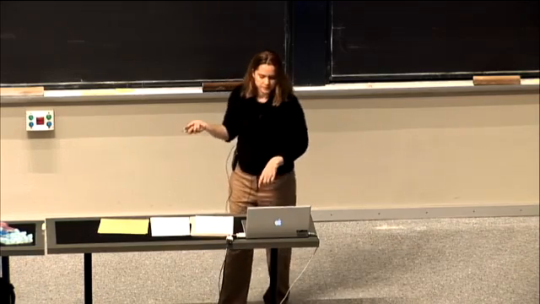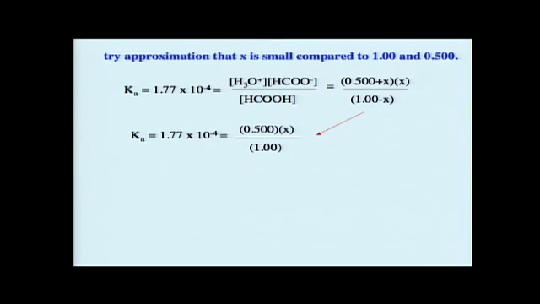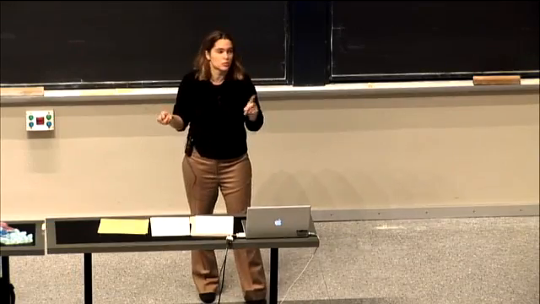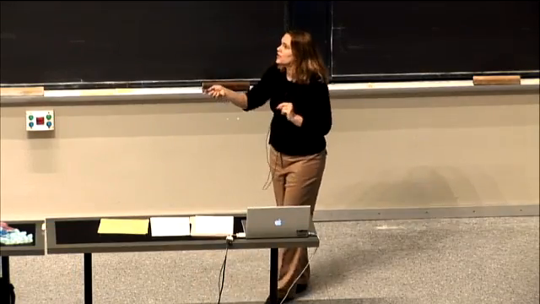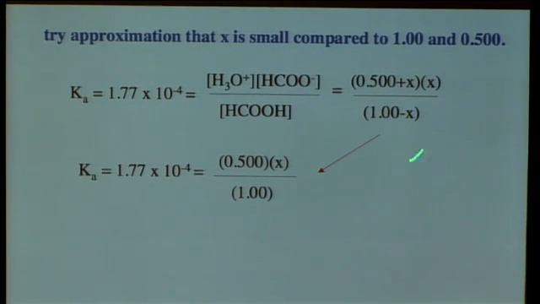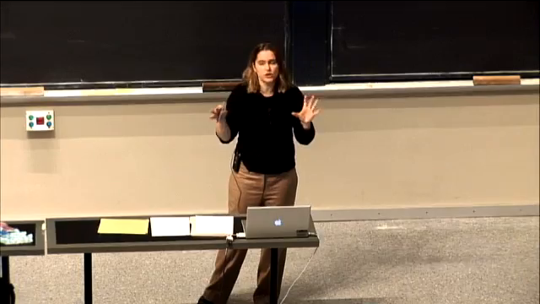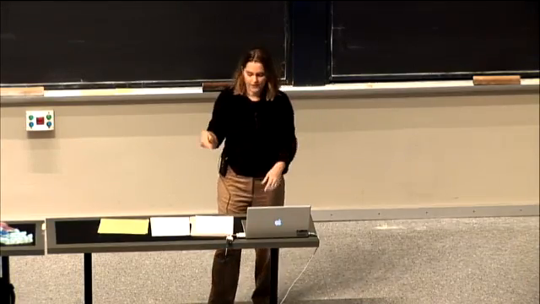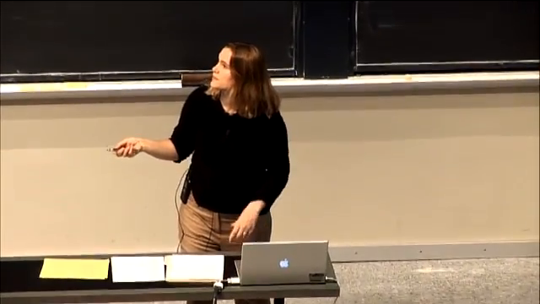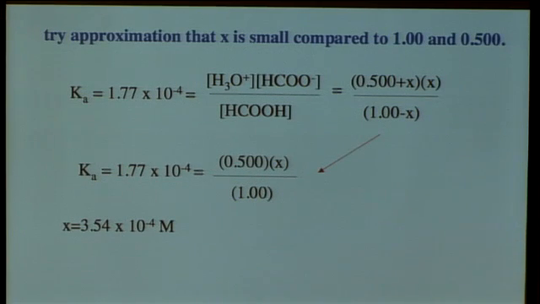All right, now this is just written again from the last slide. We can try an approximation, which is that x is small compared to 1 molar or 0.5 molar. And so we can get rid of the plus x and the minus x down here and just have the one x term, which makes it simpler to solve, but we'll have to go back and check that approximation in a few minutes. So making that approximation, we can calculate x as 3.54 times 10 to the minus 4 molar.